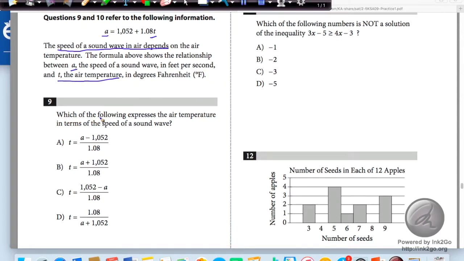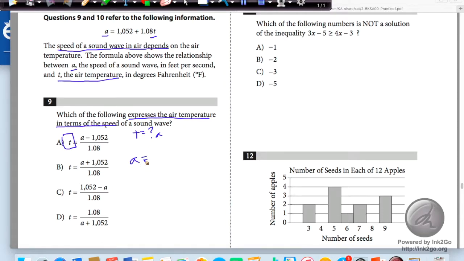So very quickly, it says, which of the following expresses the air temperature in terms of the speed of a sound wave? So here, I'm really looking for T equals something. So T equals question mark. But it says in terms of the speed of a sound wave. So it's really just saying T in terms of A, right? So A is going to be over here somewhere within the equation.